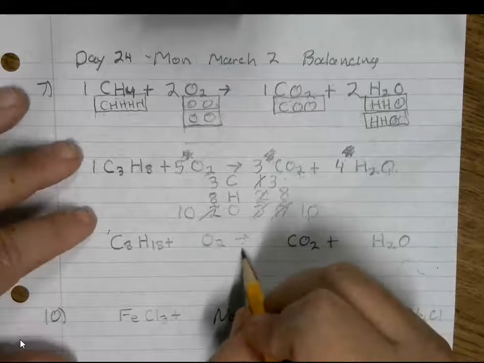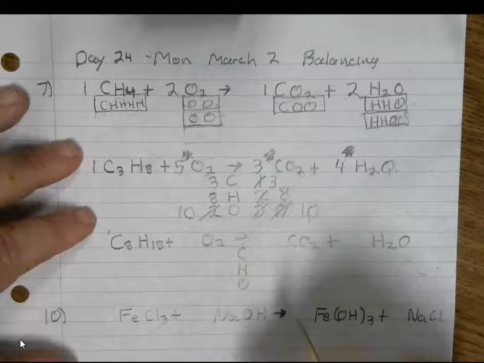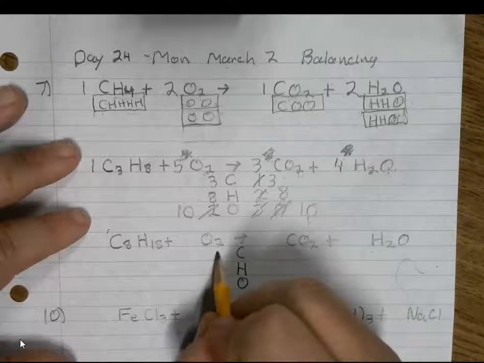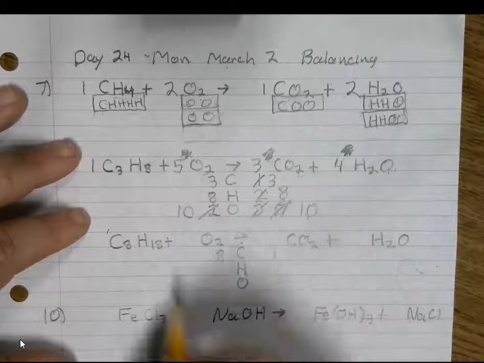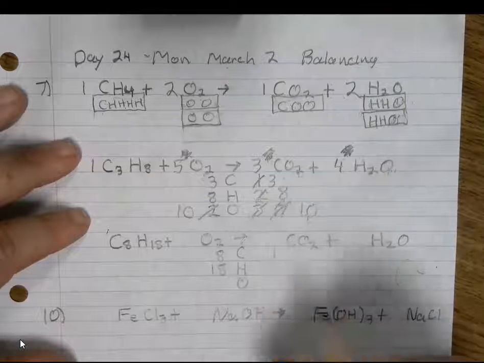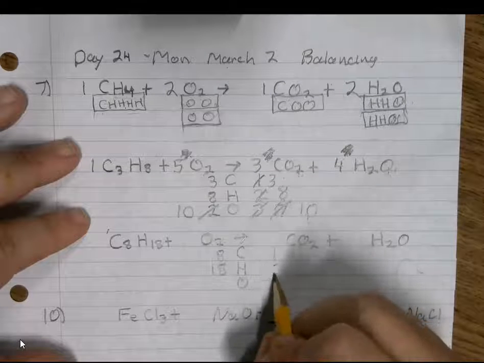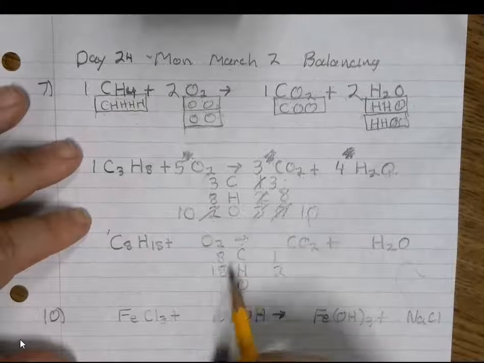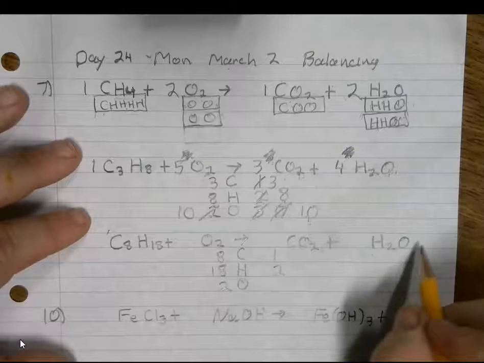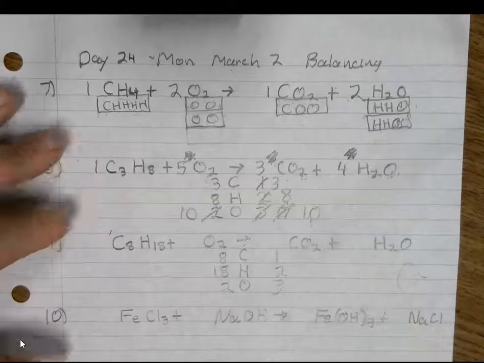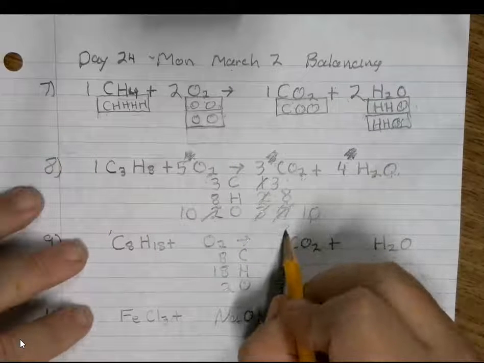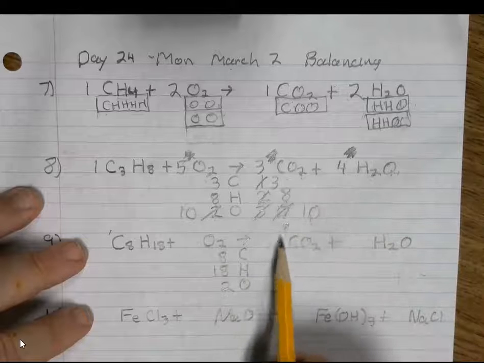All right, so here we go. We go CHO. Carbon, I got 8 on this side and 1 on this side. Hydrogens, I have 18, and I have 2 on this side. And oxygens, I have 2 on this side, and as usual, I have 3 on this side. Okay, carbon, let's put an 8 there. So we have 8 times 1 carbon.